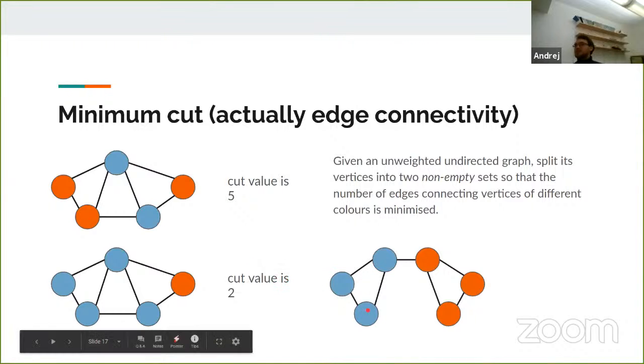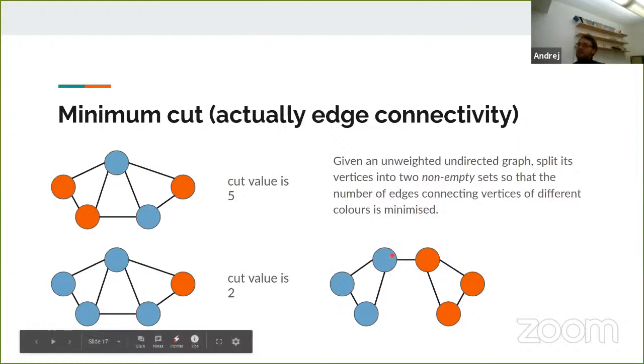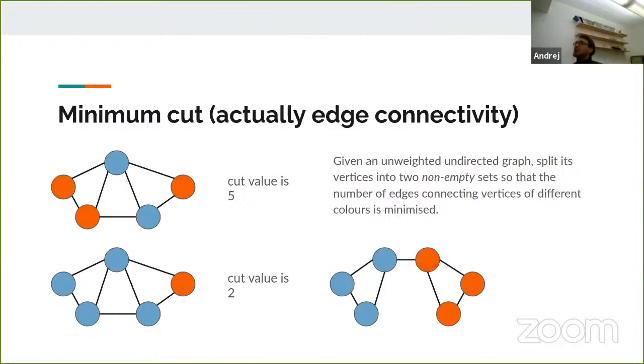And here's an example where the minimum cut is not taking just one vertex in one of the sets and all the other ones in the other set. So you have these two triangles. There's an edge connecting them here. So you just color these two triangles with these two different colors. And here the cut value is 1.